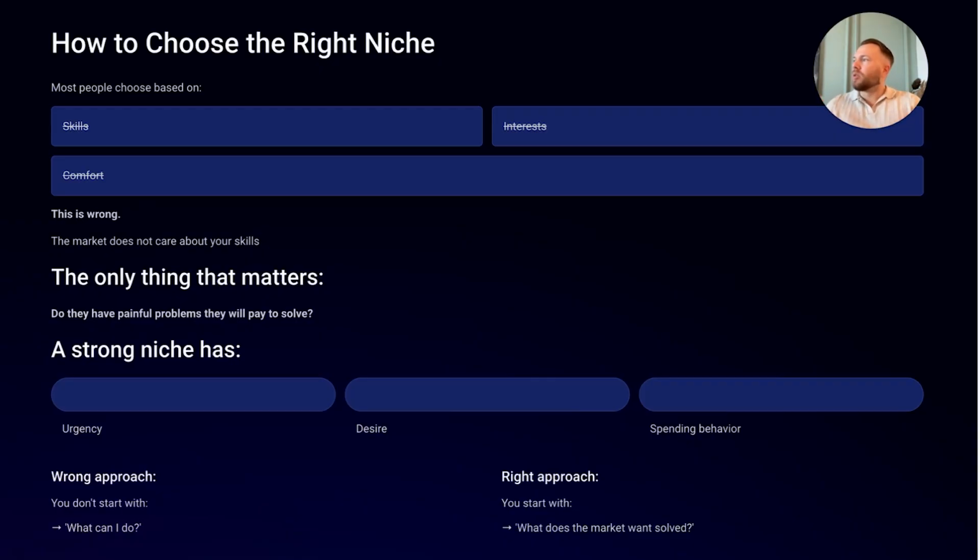Your market might not want websites. Even though other people are selling websites, the market might not need websites. They would not be willing to pay for it, maybe, right? So you've got to first figure these things out, what they want. A strong niche has urgency, desire, spending behavior. The wrong approach is you don't start with, what can I do? You start with, what does the market want solved?